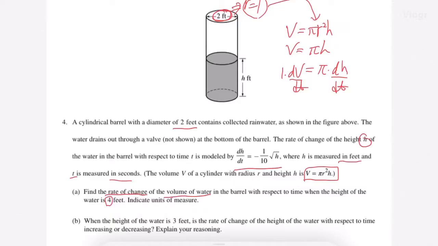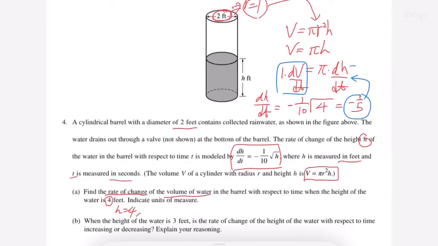Got it, right? So when the height is 4 feet, that means h is 4. What is dh over dt? dh over dt is equal to negative 1 over 10 square root of h. So h is 4, it is negative 2 over 10, negative 1 over 5. Use this number for dh over dt, and then you're gonna find dv over dt, which is negative pi over 5.